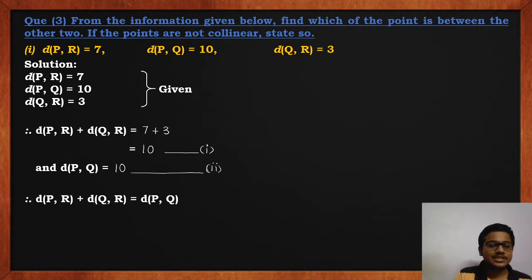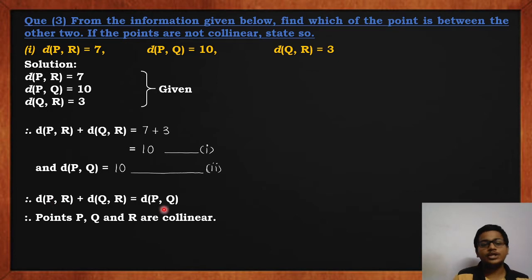And what can we say from statements 1 and 2? That the value of distance PR plus distance QR, that is 10 units, is equal to the value of distance PQ, which is also 10 units. So distance PR plus distance QR is equal to distance PQ. Whenever we get these measurements equal, we can say that the points are collinear.